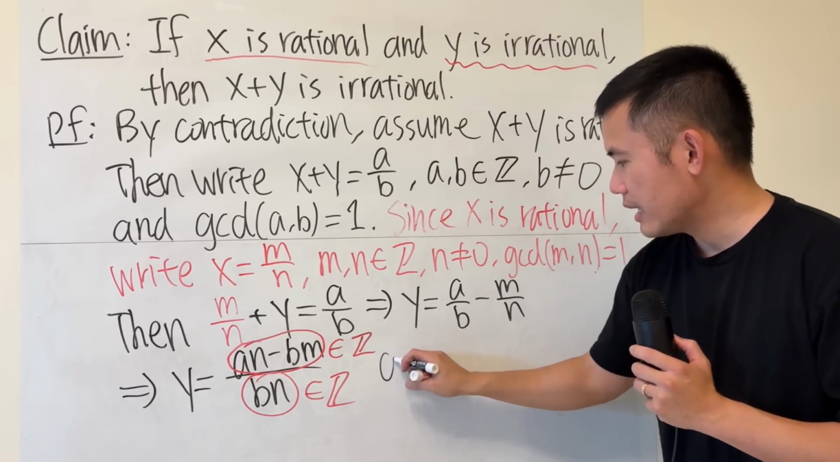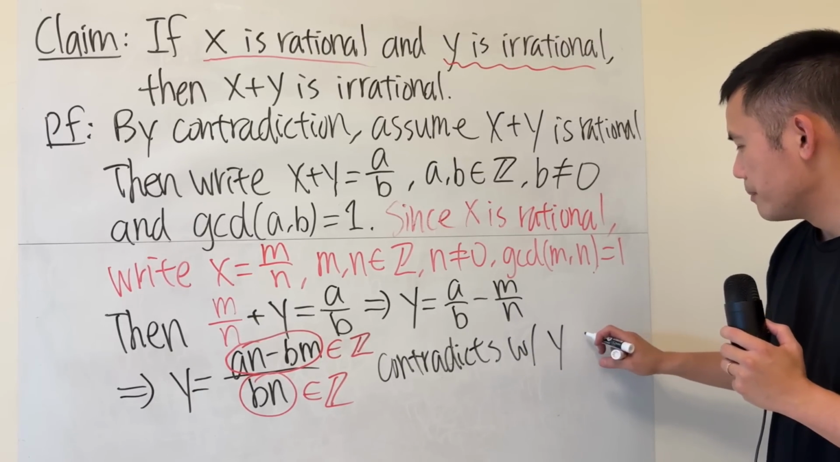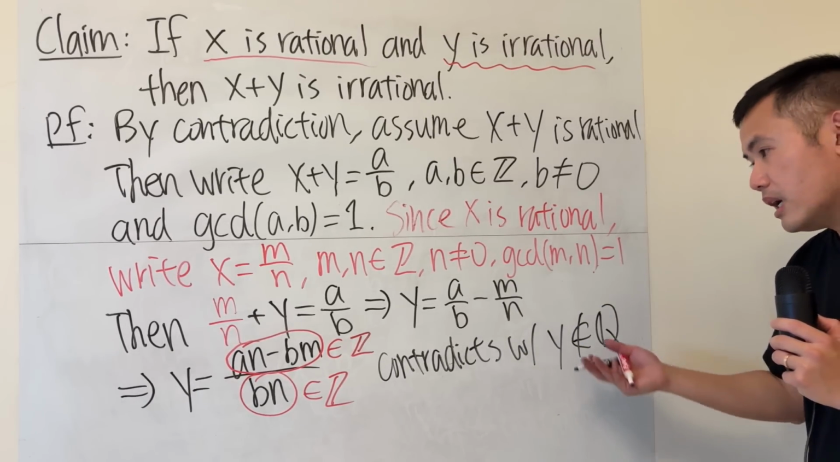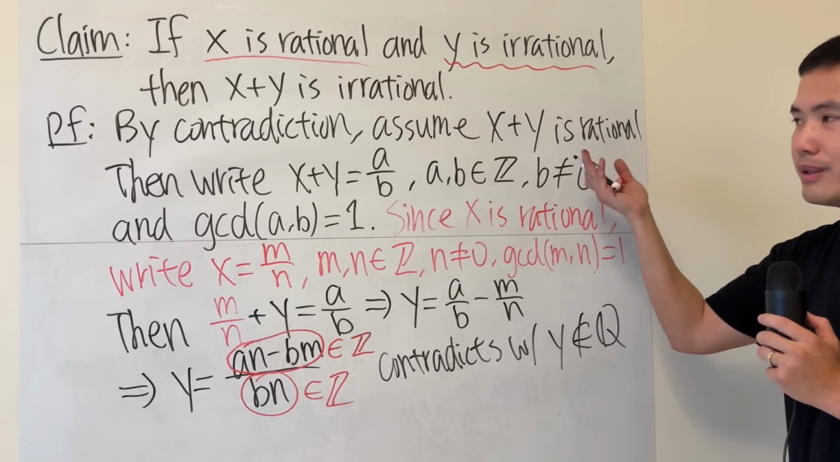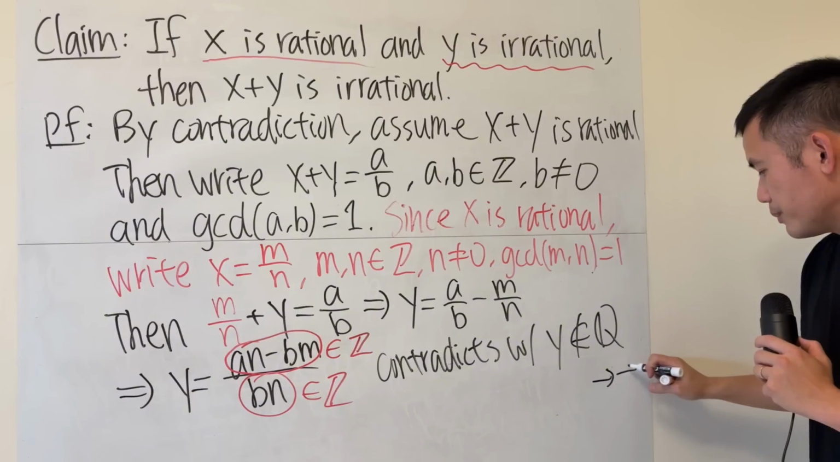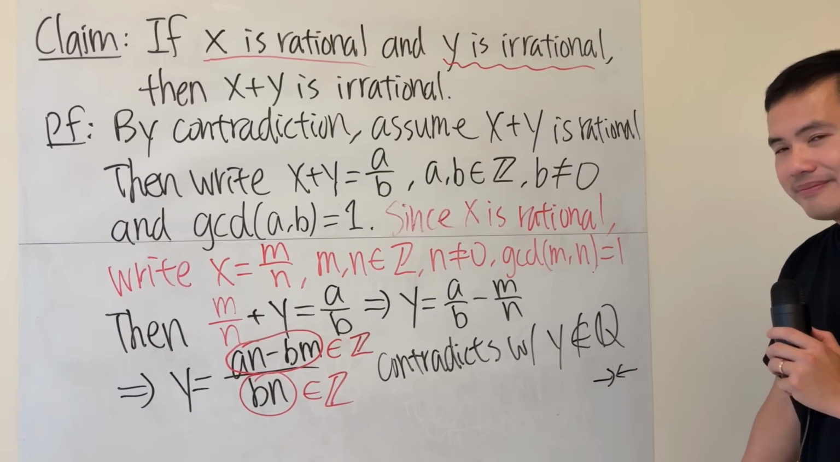I'll just mention that this contradicts with y being irrational. And that says we're done, because we have the contradiction right here. And for a contradiction proof, I usually put down an arrow going right and then an arrow going to the left. That's it.